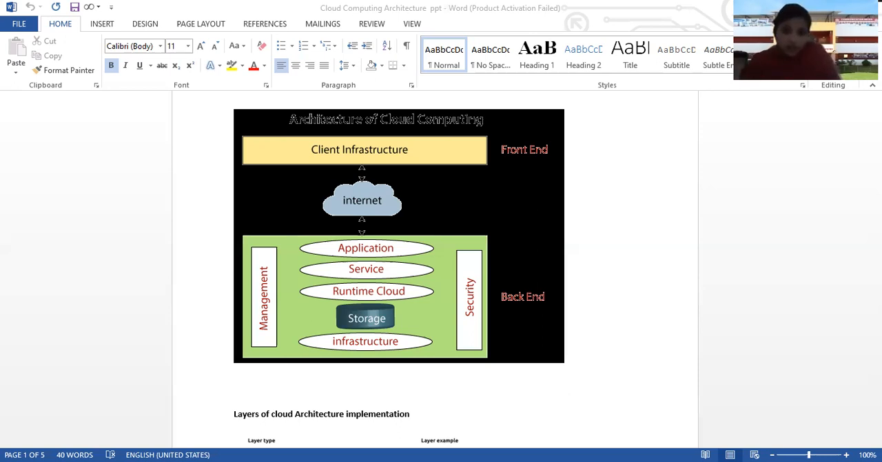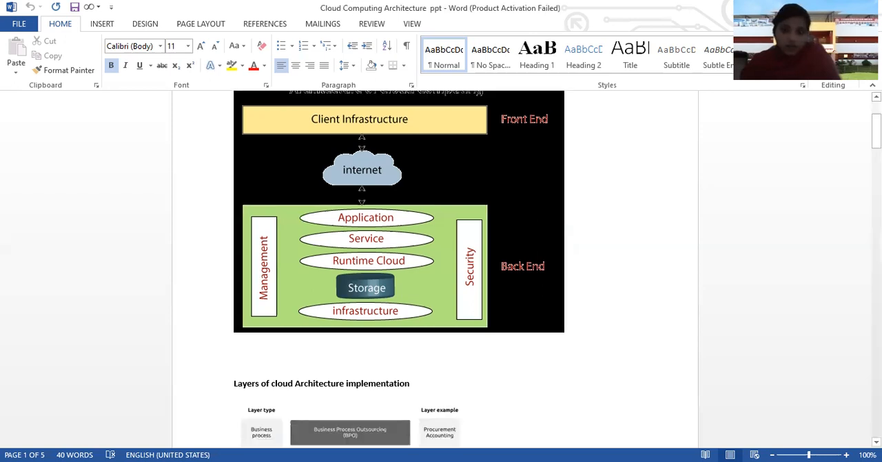Okay, now let's see this information. Components of cloud computing architecture. So let's discuss the components of cloud architecture here. Let's see all the components. So here first is a client. There are the following components of cloud architecture here: client infrastructure, sorry.